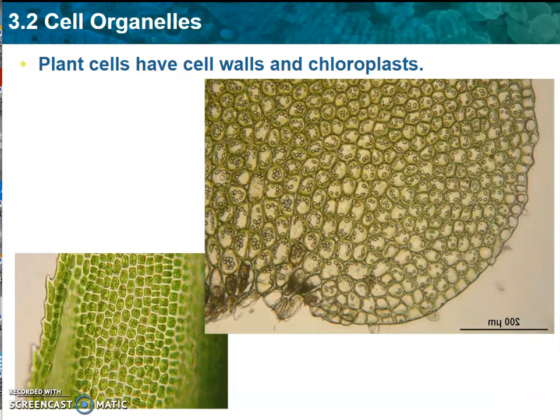Plant cells have cell walls and chloroplasts. Here we can see each one of those little bubbles is a cell membrane surrounded by a cell wall, much like Robert Hooke saw when he first looked at the cork cells. These guys are living, and you can see the chloroplast inside of them. That's what gives it that green hue.